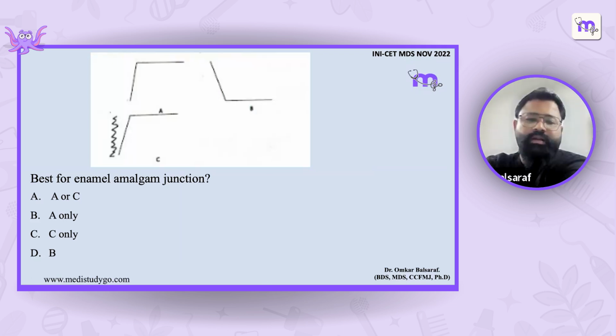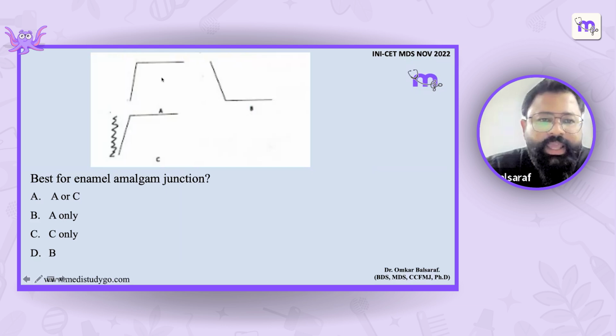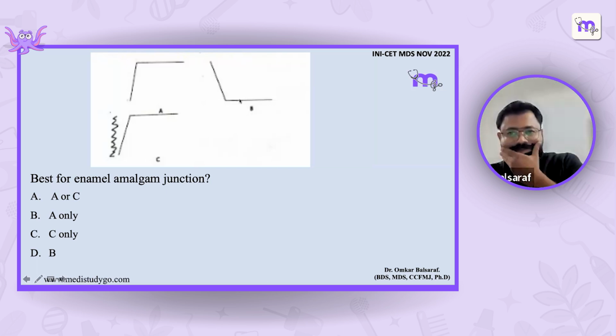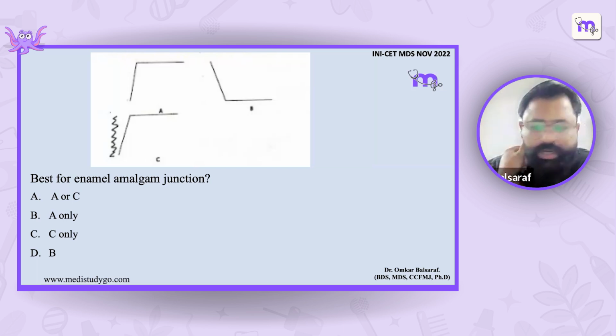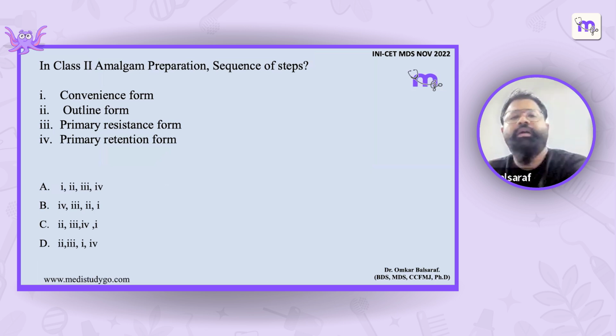So, best for enamel amalgam junction. What is the best for amalgam enamel junction? Option A, whether it is A and C. You can see A and C as both the images. Whether it is A only, whether it is C only, and whether it is B only. We are all sure that it should be a butt joint. Okay. So it should be A only. It should be a butt joint for amalgam. Amalgam enamel junction should always be a butt joint.